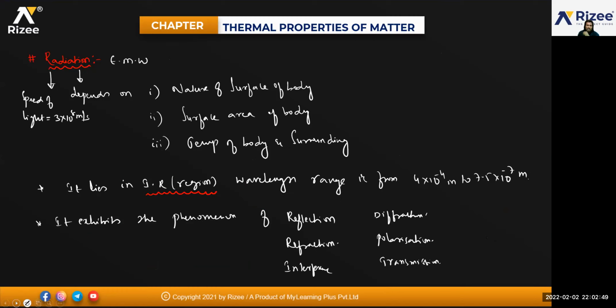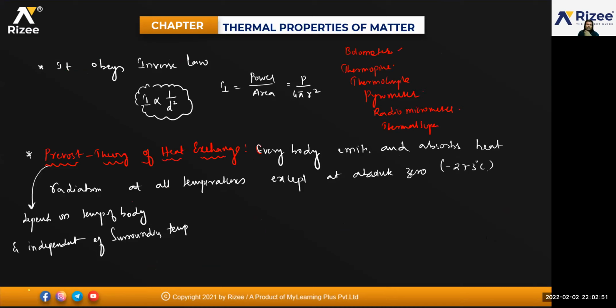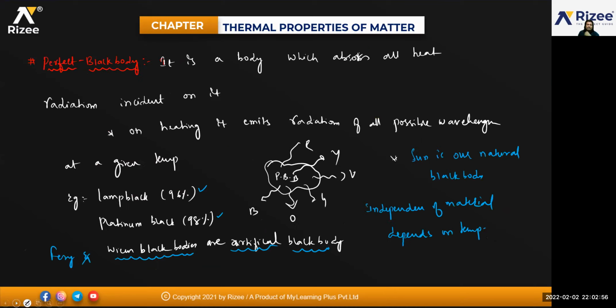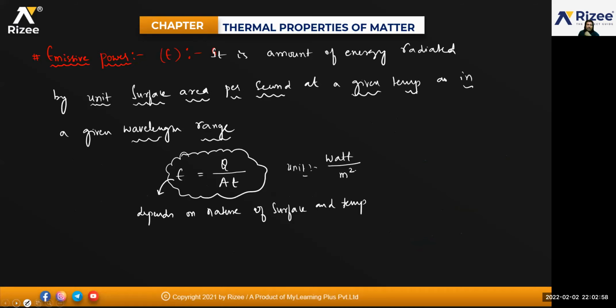Next one is about radiation, some theory related to this. In this one, the formula which you need to remember is that intensity is inversely proportional to the square of the distance. Then next one is about emissive power. So emissive power is nothing but what? The amount of energy radiated per unit surface area per unit second at a given temperature of a given wavelength range is called emissive power.